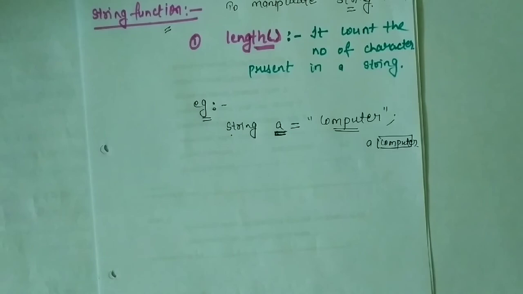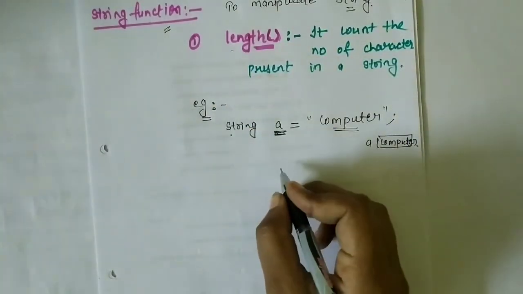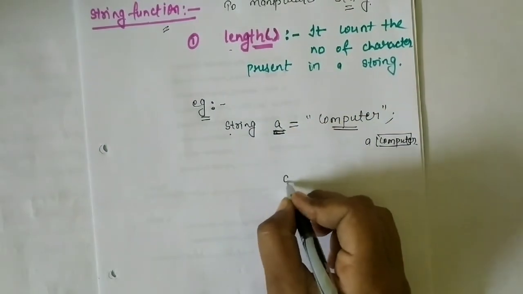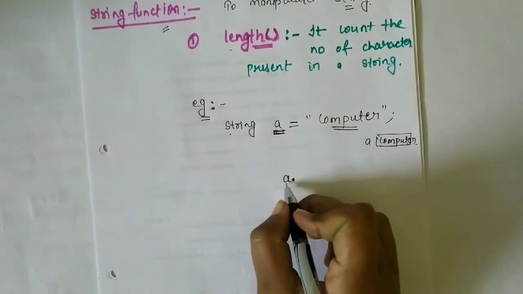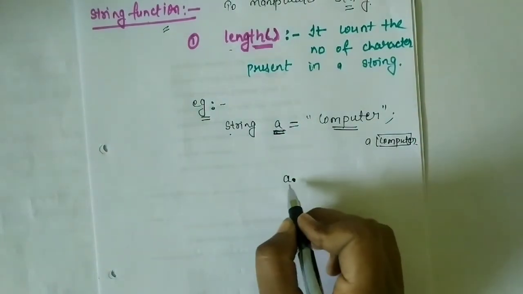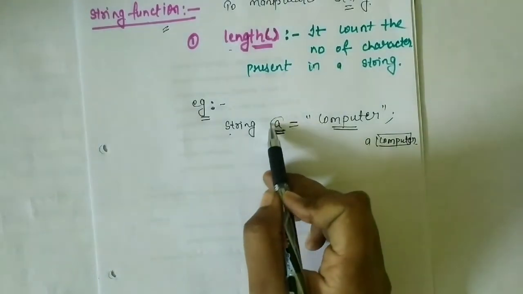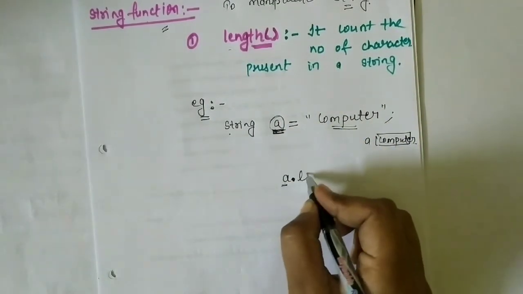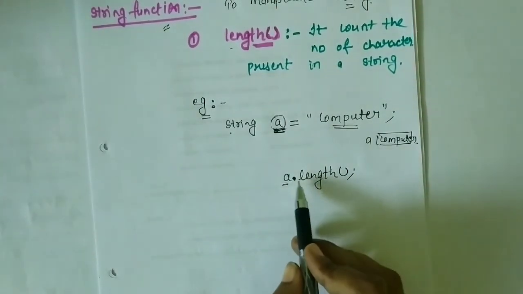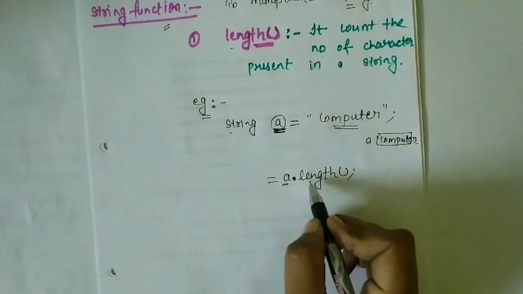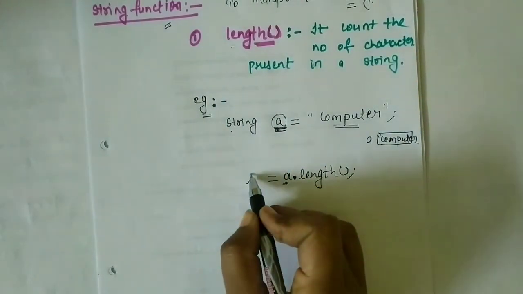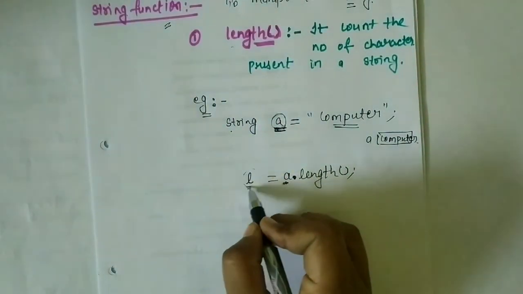So how can we use the length function? Firstly write the variable, that is a. After that put a dot. We have to find the length of which variable? The a variable. So a.length(). After that, the length of this variable is stored in which variable? Suppose I am taking L here. So what is the data type of L?